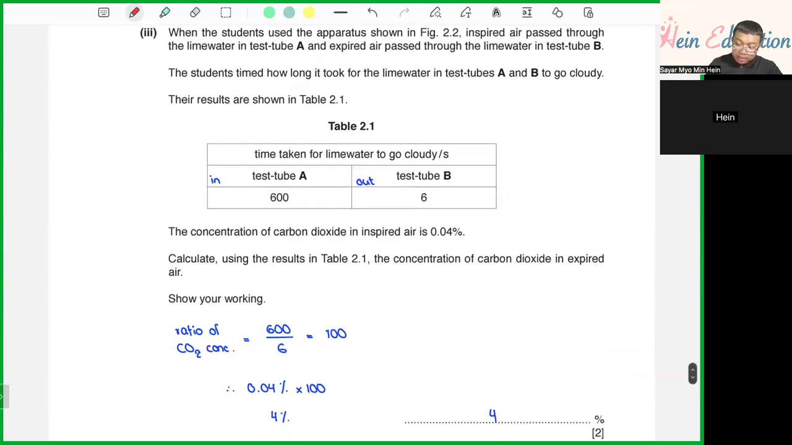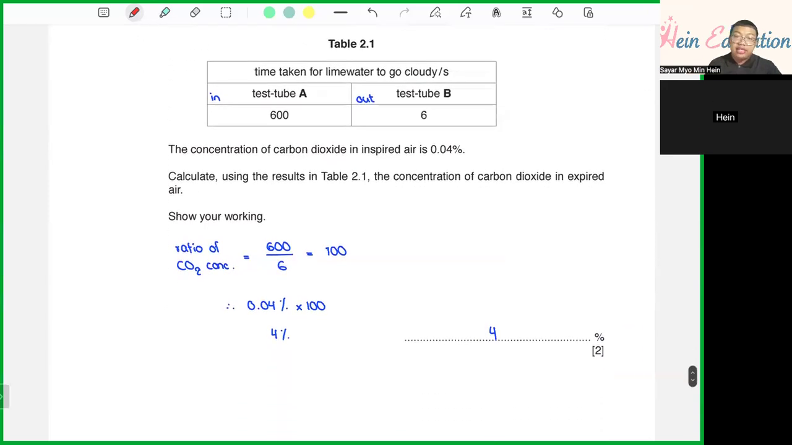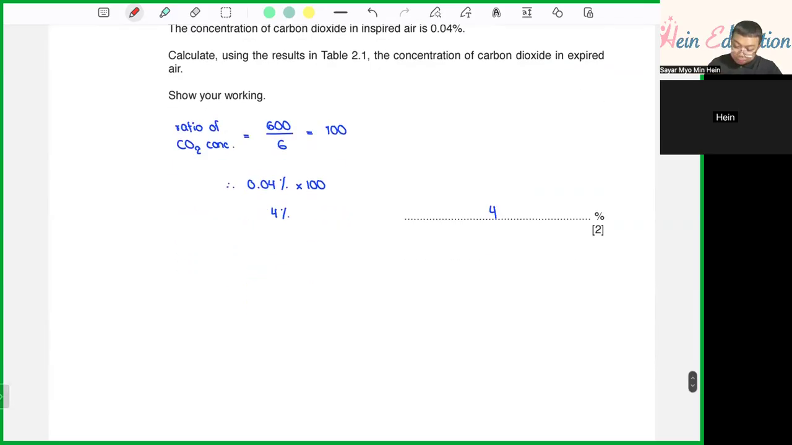So to be able to calculate, I start off by finding the ratio of carbon dioxide concentration in test tube A and test tube B, which I would get 100, and then I multiply with 0.04%. So I got 4% in the expired air. Which I think aligns with what we learned from the lecture, right? Where we got 0.04% in inspired air and 4% in expired air.